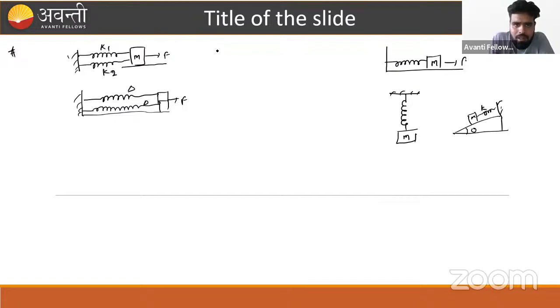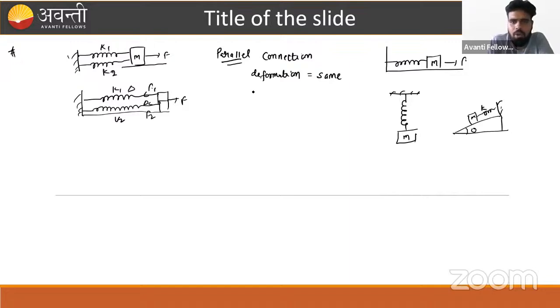So what is the very important characteristic, beta? When springs are connected in parallel, the deformation in both the springs will be the same. Deformation, I mean to say elongation or compression, is the same in both springs, and the total force is distributed into the springs. Say in this spring the force is F1 and in this spring the force is F2. So the net force F is equal to F1 plus F2, and the deformation delta x remains the same. This is very important.